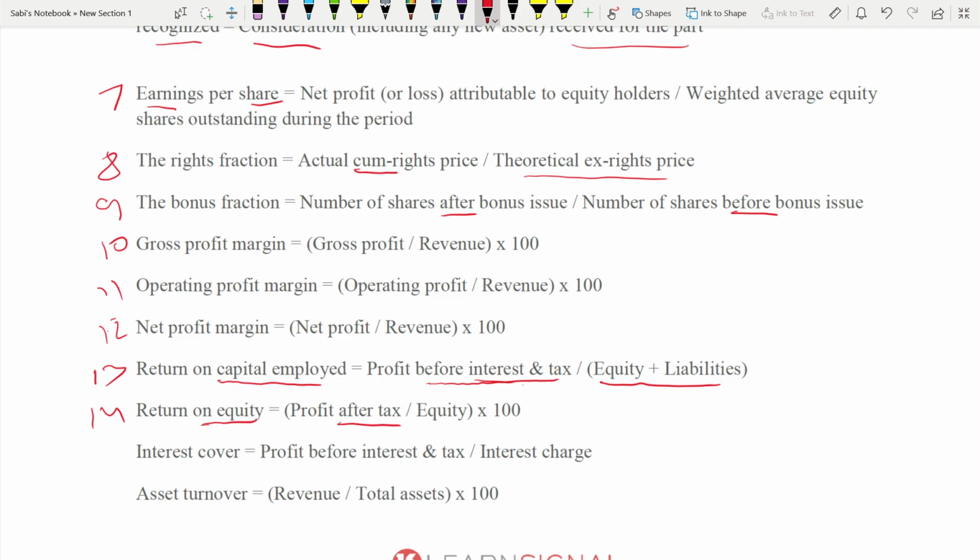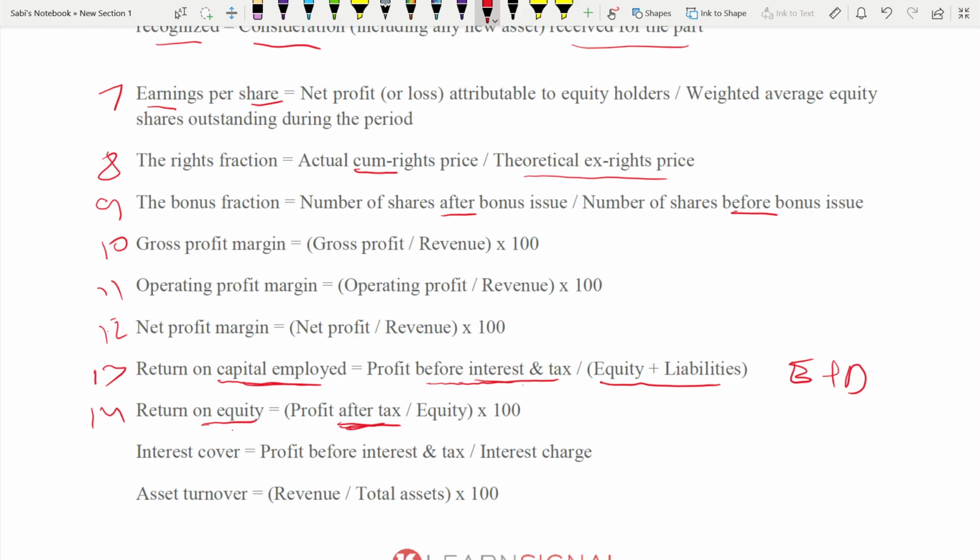Return on equity means after you have paid interest and tax, whatever is remaining goes to equity holders, right? That's why it's after tax. After tax means interest has already been deducted. So whatever is remaining will go to the equity holders only, not debt holders. This is the easiest way to remember the difference between these two, before tax or after tax. Capital employed includes both the equity plus debt, so before interest and tax. This is on equity, that means only for equity, so after tax, divided by equity, of course, into 100.